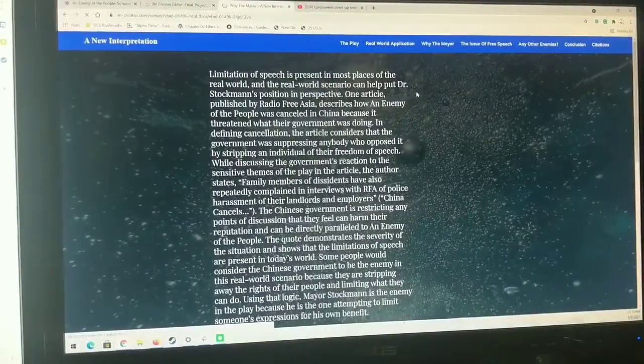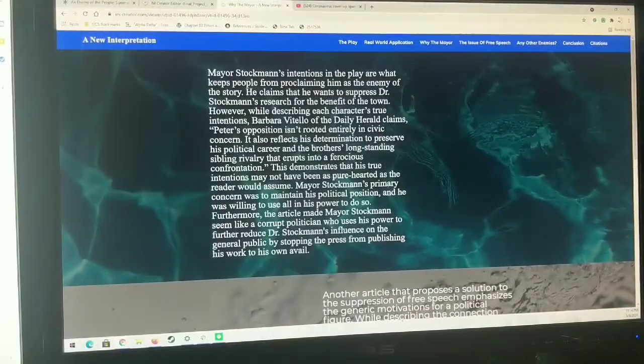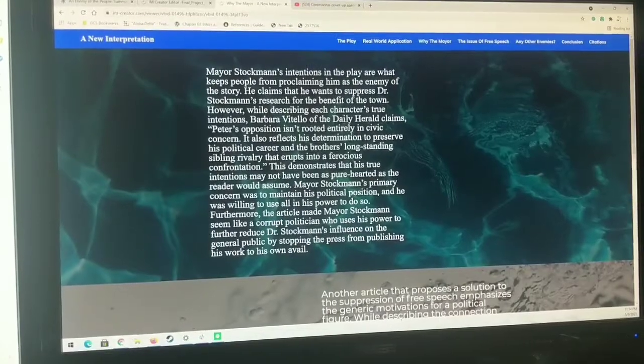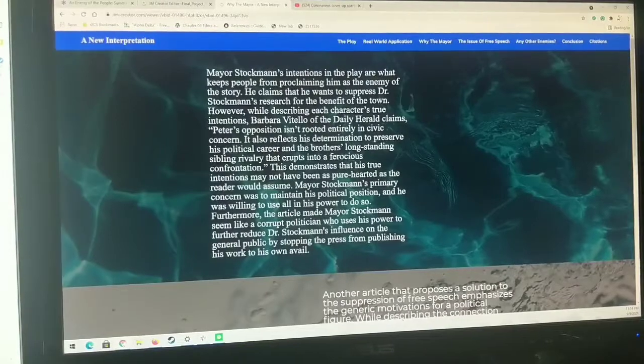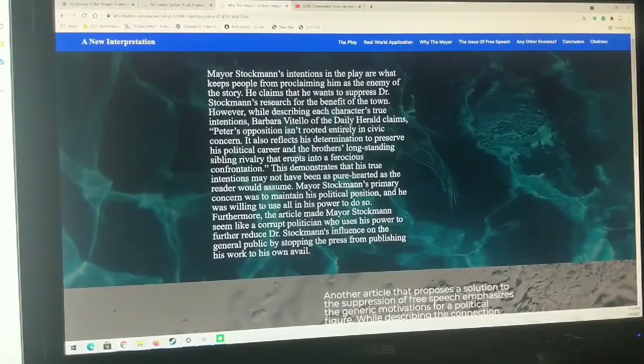The next page is titled Why the Mayor. It is meant to serve as a rebuttal to the idea that Dr. Stockman is the bad guy of the play. Throughout the page, evidence is provided that shows Mr. Stockman's true intentions were to keep his political stature rather than to actually help the town like he claims. Mayor Stockman claims he wants to suppress Dr. Stockman's research for the benefit of the town.